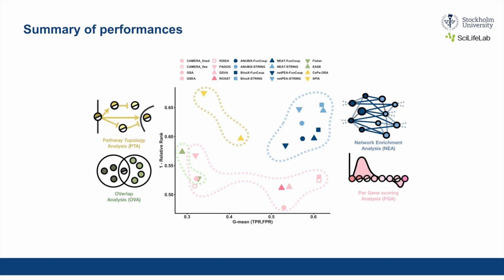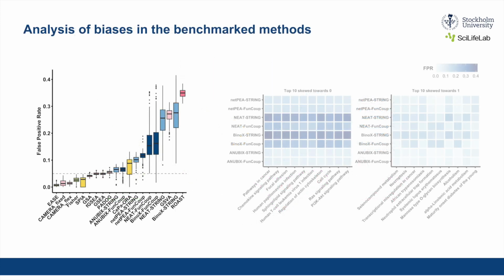In this benchmark, OVA remains a very conservative approach. PGA and PTA perform overall well in only one of the 2 scoring metrics. We also assess the performance of EA methods on randomized data. An ideal method would produce a uniform distribution of p-values ranging from 0 to 1 for each pathway when randomized data is used, with 5% of the p-values falling below the 0.05 cutoff.